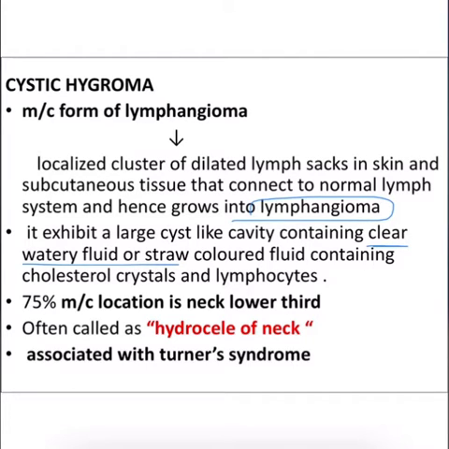In 75% of cases, the most common location is the neck, the lower third of the neck. This is also called hydrocele of the neck. Mainly hydroceles occur in the testis, scrotum. It's also called hydrocele of the neck, associated with Turner syndrome.